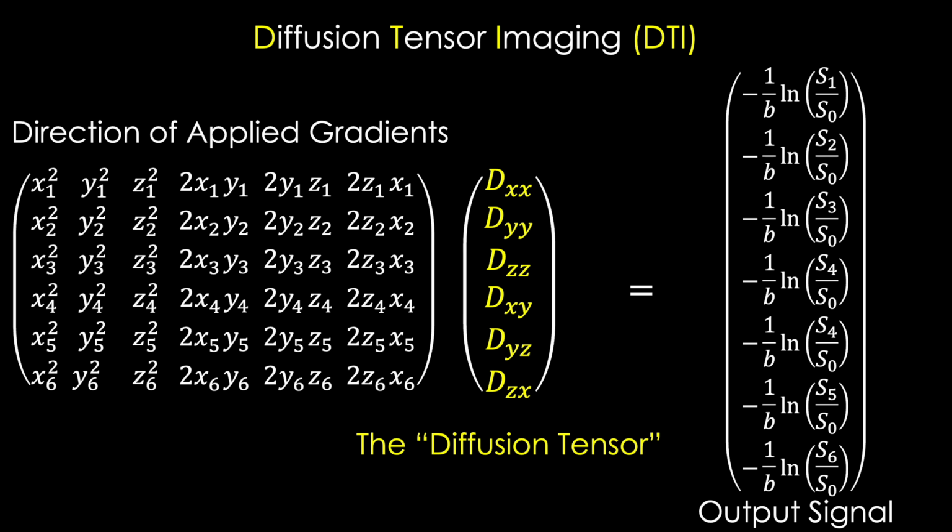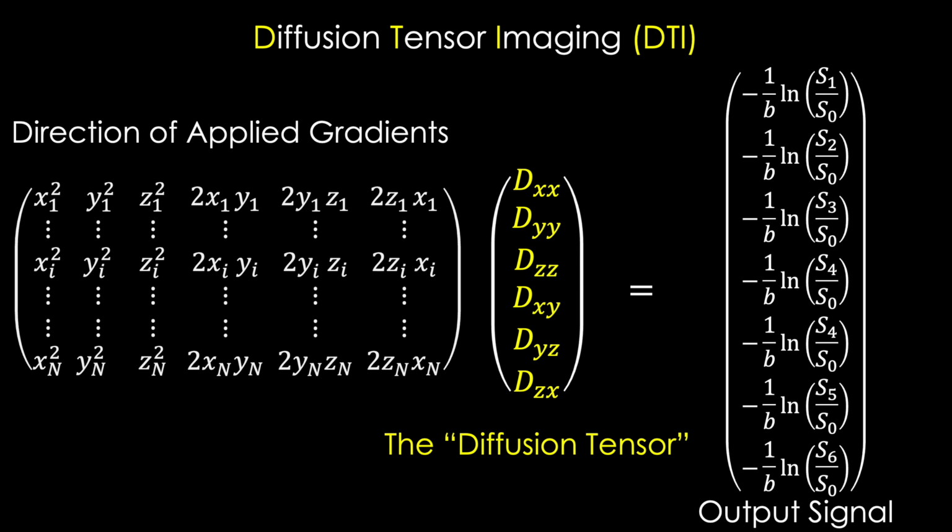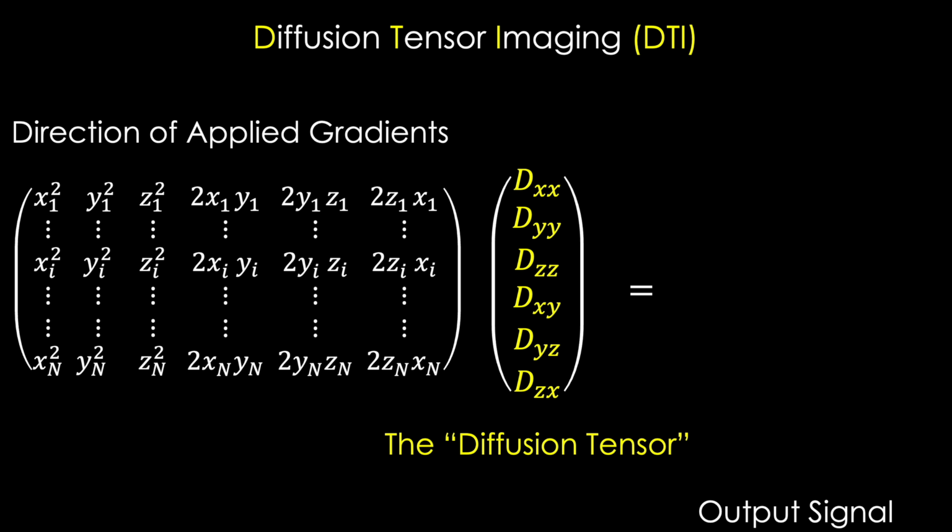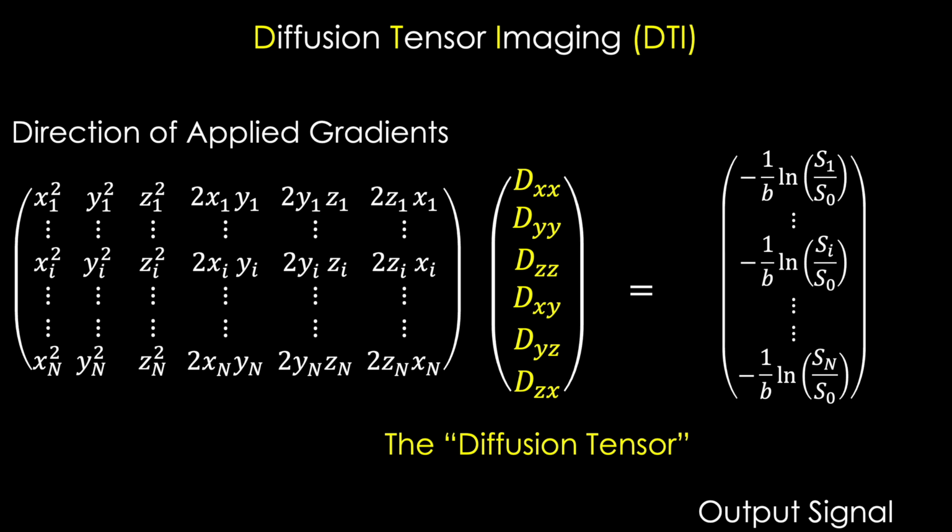So on the left, we're going to write this in a more generalized form. Starting with the direction of the first gradient all the way to the n number of gradients applied. We'll do the same on the right. Starting with the signal S1 generated from the first run of the sequence all the way up to n number of sequences. And if we perform 64 gradients like we showed in our previous example, the formulas would look like this.